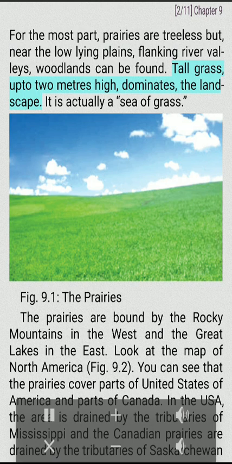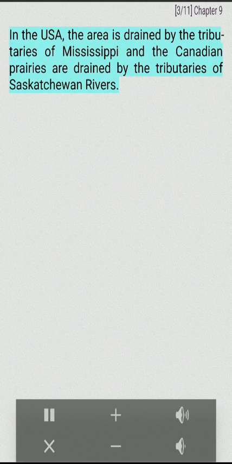Tall grass, up to 2 meters high, dominates the landscape. It is actually a sea of grass. The prairies are bound by the Rocky Mountains in the west and the Great Lakes in the east. Look at the map of North America. You can see that the prairies cover parts of the United States of America and parts of Canada.